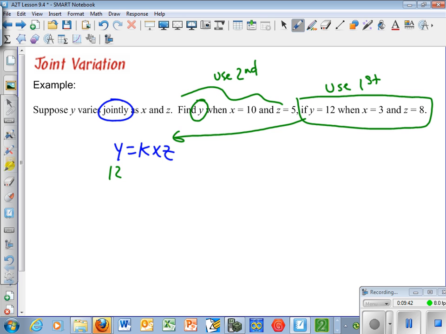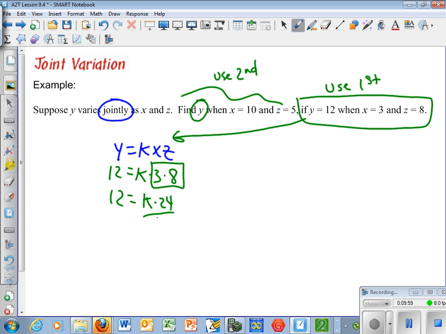We're going to put 12 in for y. Okay, we're going to find k from this. x is 3, z is 8. So I really have 12 equals, I'm going to go ahead and multiply these two. So it's k times 24.